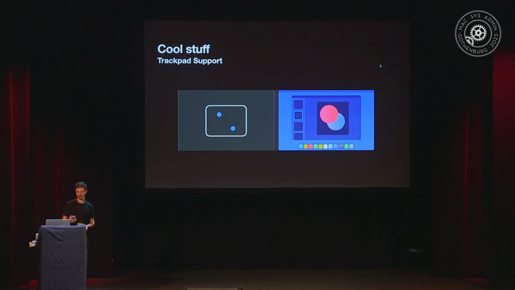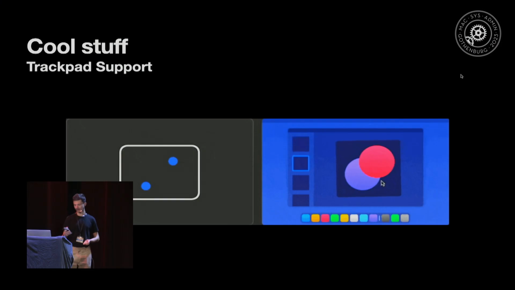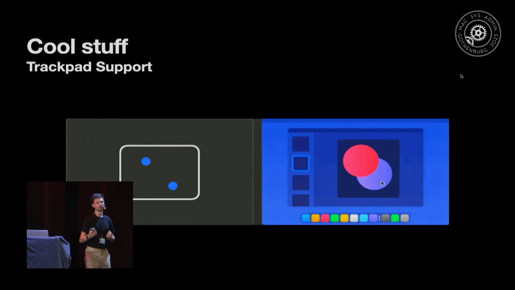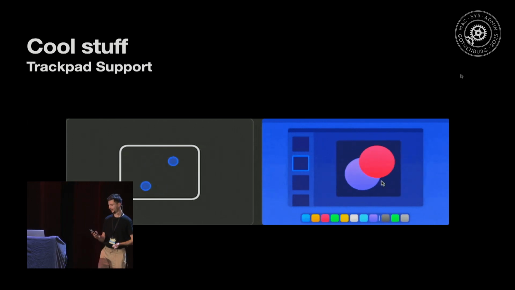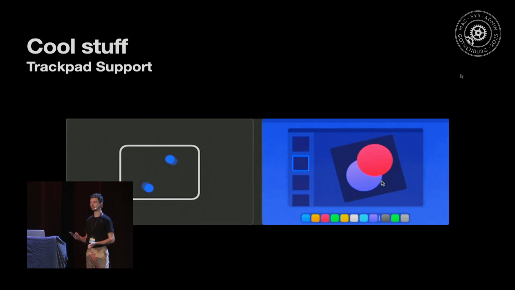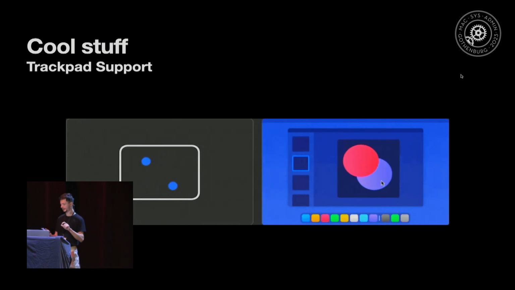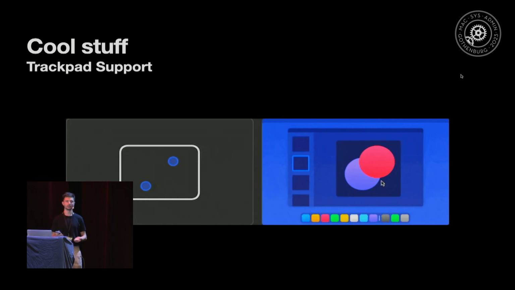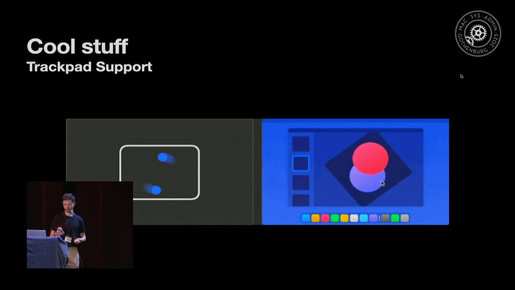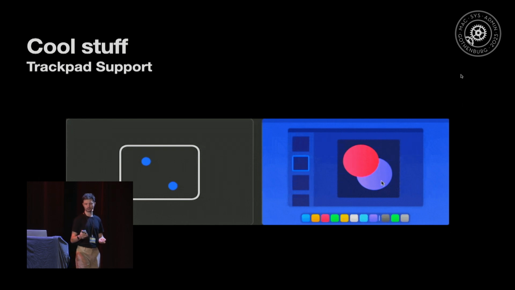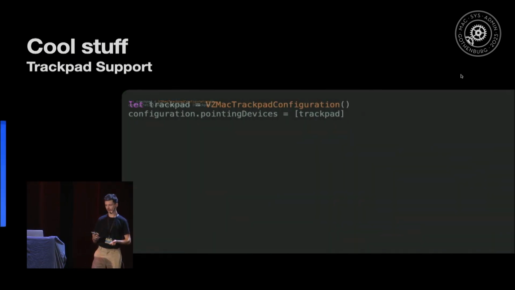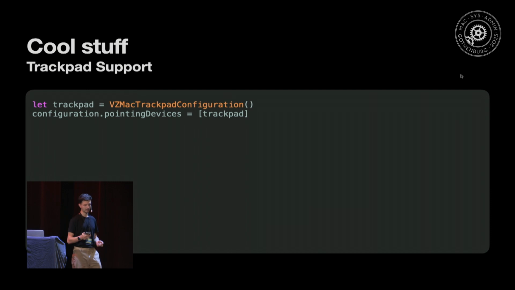Each Mac laptop has a trackpad, and I guess we've all gotten used to it, but it isn't a regular pointing device. It is something more. It supports gestures, many gestures, and by default, it isn't available in virtual machines. Fortunately, you can get all these gestures working inside a virtual machine. All you need to do is add a trackpad pointing device, and it's that easy. So at this time, you're going to have trackpad support.